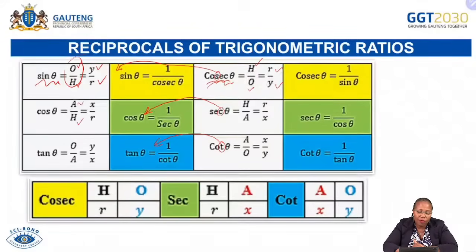Cos is adjacent over hypotenuse, sec will be hypotenuse over adjacent. If it is x over r, it will be r over x. And the tangent is opposite over adjacent, cot will be adjacent over opposite. If it is y over x, this one will be x over y. Remember, we have SOHCAHTOA for original ratios, and for this one you can use CHOL, SHAM, COW to remember the reciprocals, but it is easier if you use the originals to identify the reciprocals later.